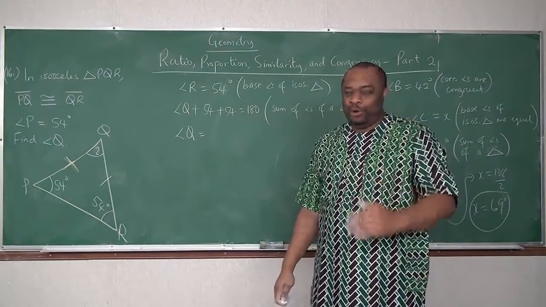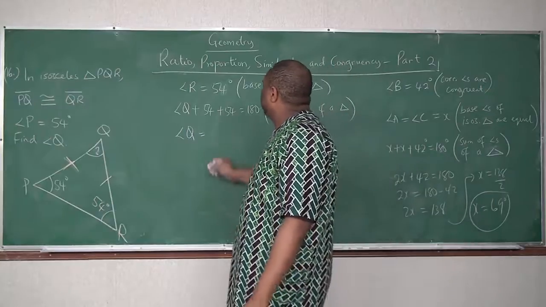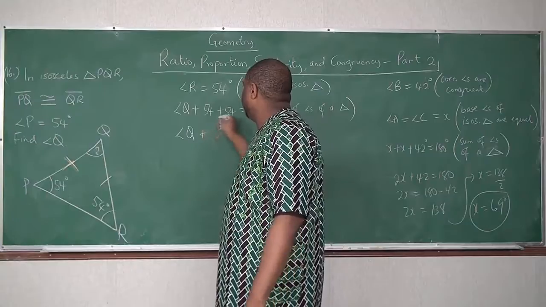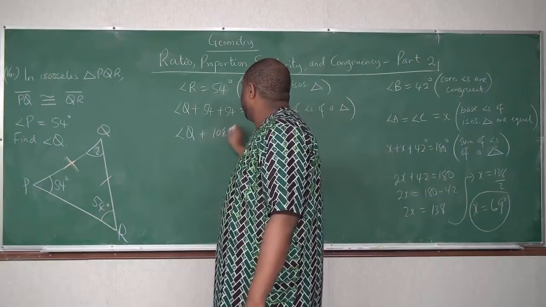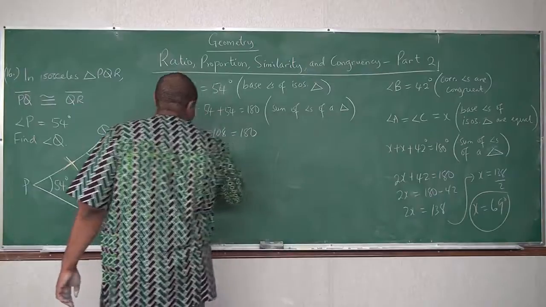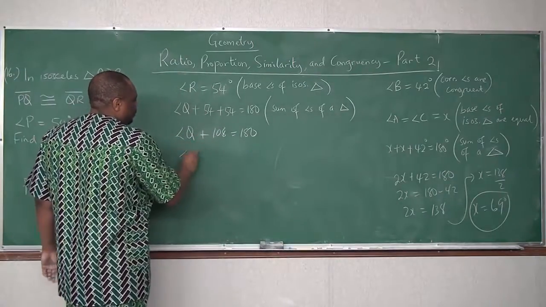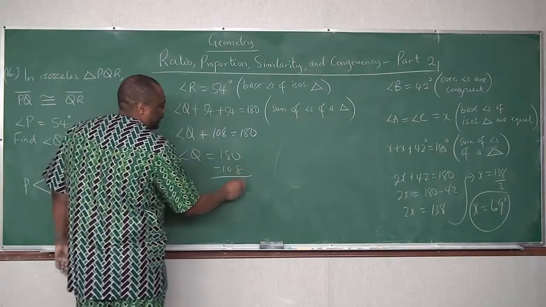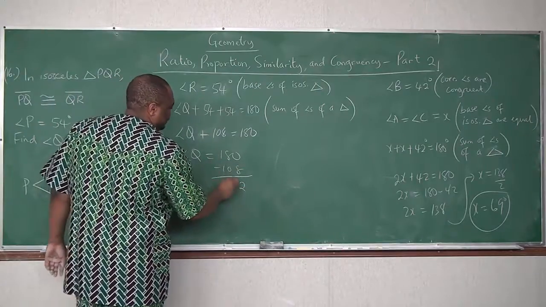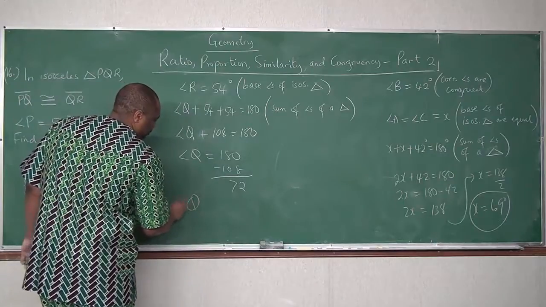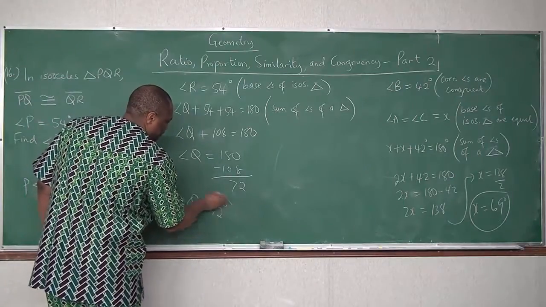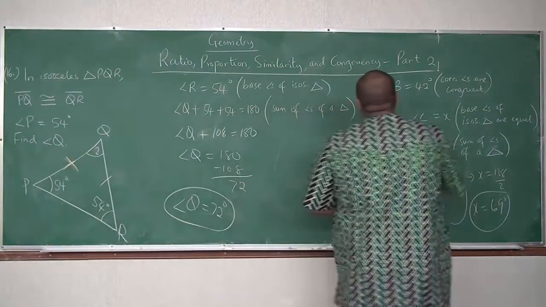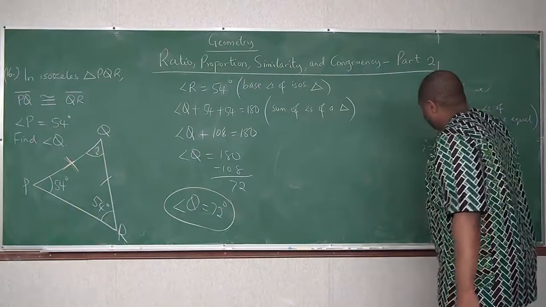Okay, you have to show all work. So this is 180. 54 times 2 is what? This is 108, equal to 180, right? So angle Q is 180 minus 108. Okay, 10 minus 8 is 2, and this is 7. So angle Q is 72 degrees. That's it. Okay, the next one.